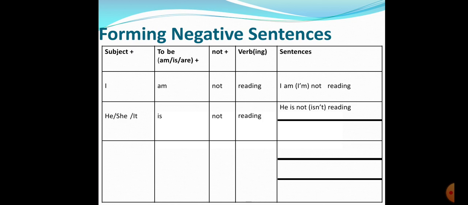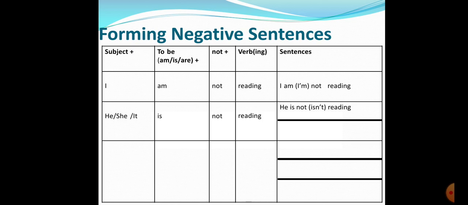Now see, you can also combine here. You can see the first example, I am not reading, where I have combined I plus am. So you can say I'm or I am, both are correct. Same way here, he is not reading.